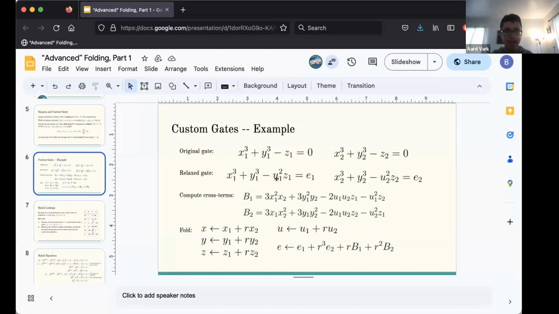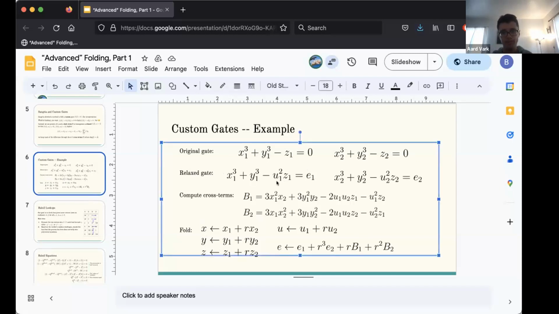So first you make the relaxed gate. To do this, you make the equation homogeneous. Here you have degree 3, you have x cubed, you have y cubed. So you need to throw in a u squared, right? u squared z. You get x cubed plus y cubed plus u squared z equals an error term e. And then you work out the algebra. I didn't show it here, but you work out the algebra. You have these two cross terms, b1 and b2.